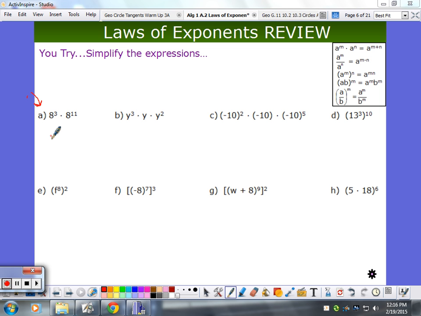What'd you get for A? 814. What'd you get for B? 5-6. Now, slow down, right? There's a 1 here. 7? 3 plus 1 plus 2. 6. Now, what about this guy? It's negative 10, right? That's your base. How many factors of negative 10? 2 plus 1 is 3 plus 5 is 8. So it's a negative number raised to the even power. So it's going to be a positive number.